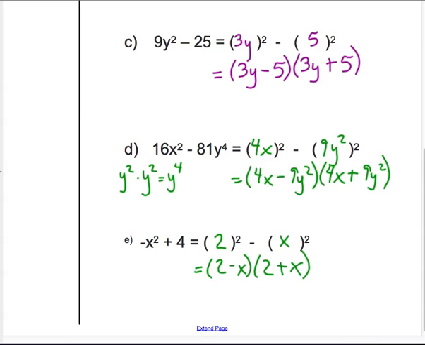Just think about the fact that in order to multiply to that negative x squared, one of the x's needs to be negative.